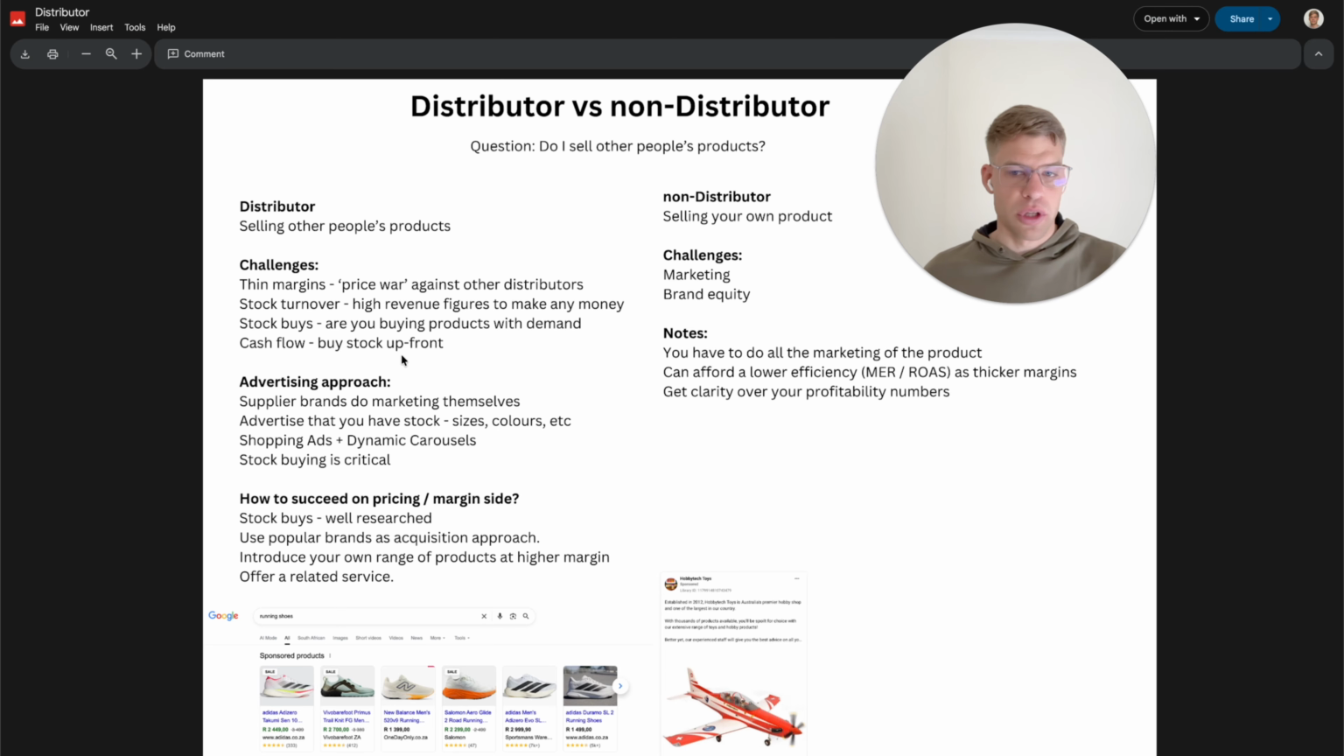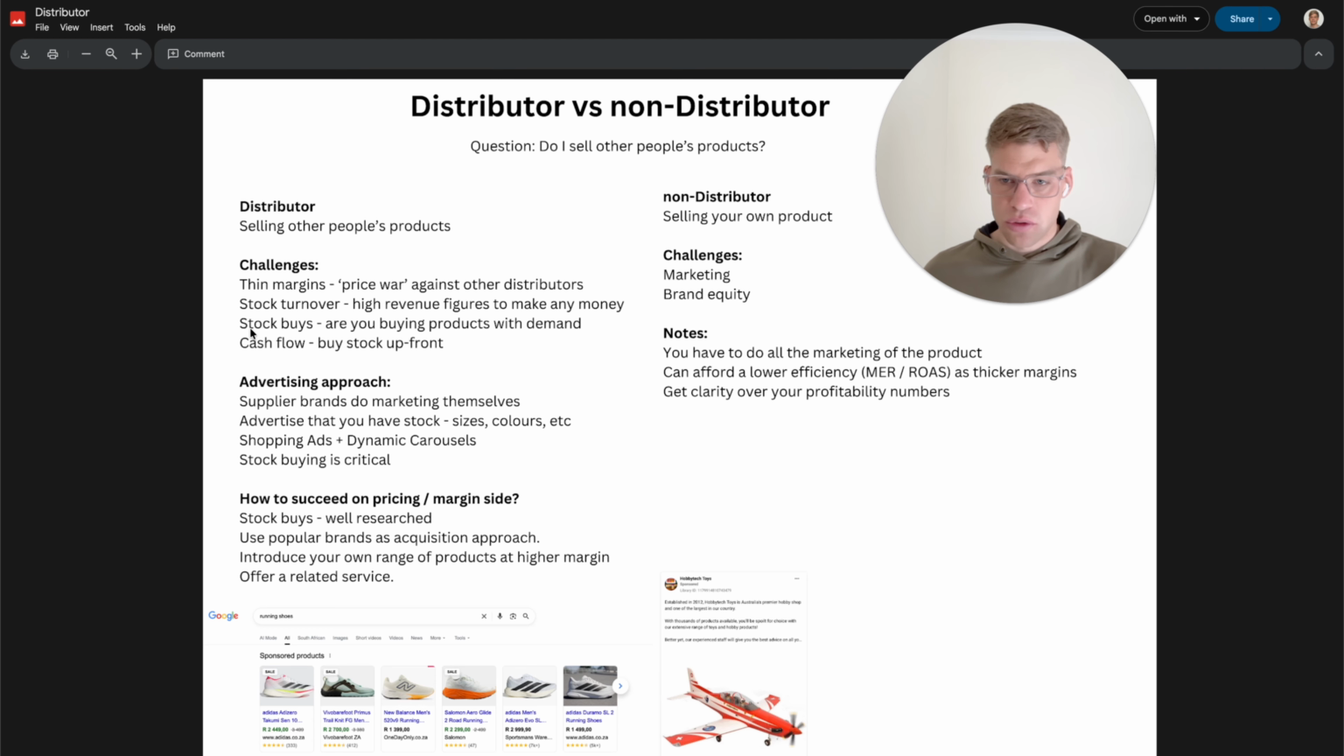Usually if you're a distributor, you're buying from some sort of supplier of that specific brand, and generally you don't have too much control over those stock buys, generally resulting in you having to buy a lot of your stock up front, which does pose cash flow restrictions on your business.